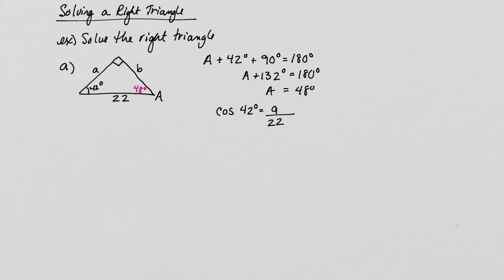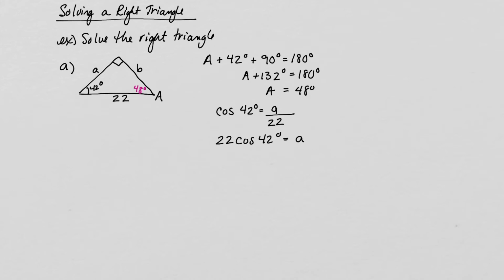When at all possible, I try to use the values that the original problem gave me. That's why I wrote that 48 degrees in pink. In this case, you could use the 48 degrees because we didn't round, but if you're ever rounding, you want to try, if at all possible, not to use those rounded values again. So in this case, to solve for a, I'm going to multiply both sides by 22. So 22 cosine of 42 degrees is equal to a.